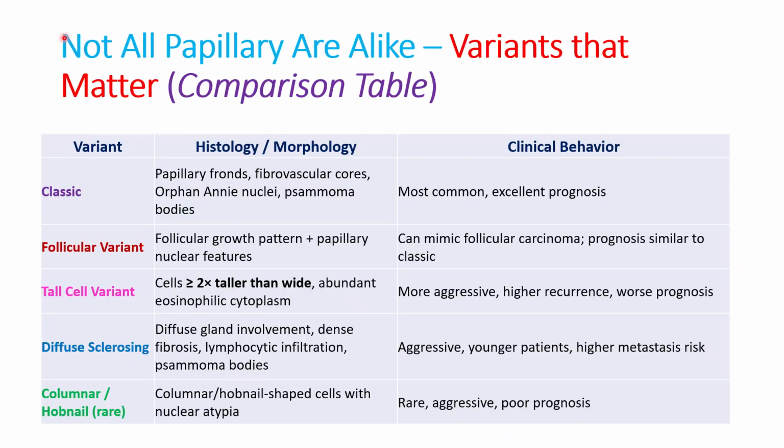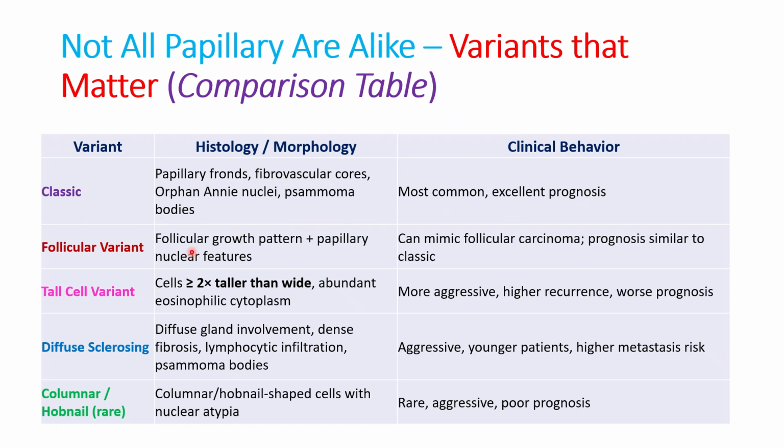Now let's talk about the variants of PTC. These are important because they can look different under the microscope and some behave more aggressively than others. Okay, let's make this really simple with a quick comparison table. Classic PTC is the standard one with papillary fronds, classic nuclei and Psammoma bodies, and it has the best prognosis.